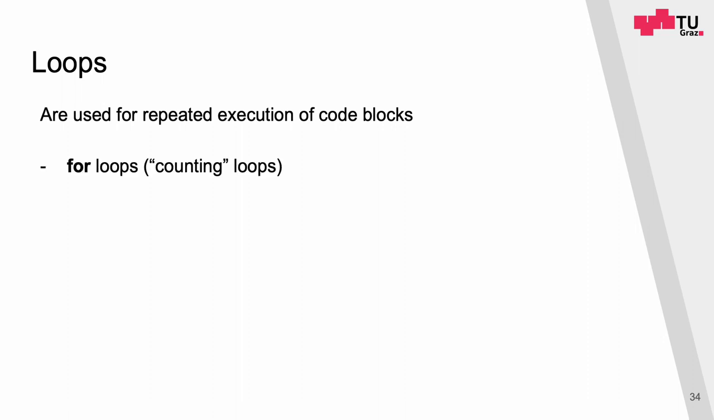So in Python, we have 2 types of loops. The first type are called for loops or counting loops. And basically with a for loop, you can iterate through each element in a list and repeat the execution of a certain code.